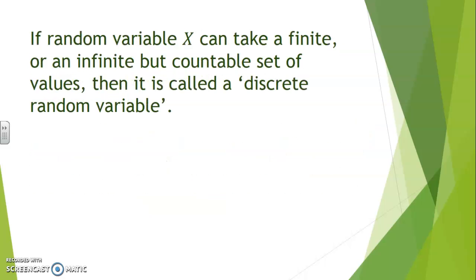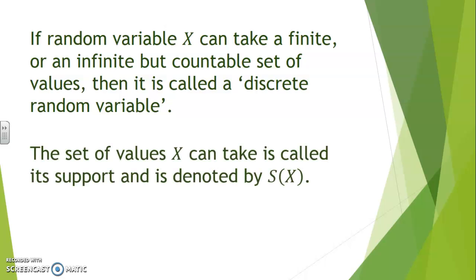If random variable x can take a finite or an infinite but countable set of values, then it is called a discrete random variable. The values that x can take is called its support, and it's denoted by S of x. So I guess we can consider the support somewhat like the domain of the random variables.